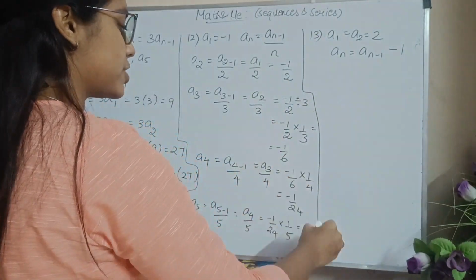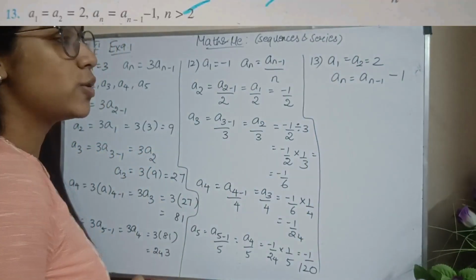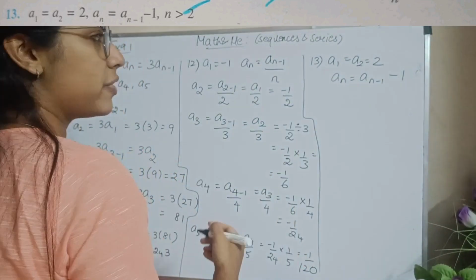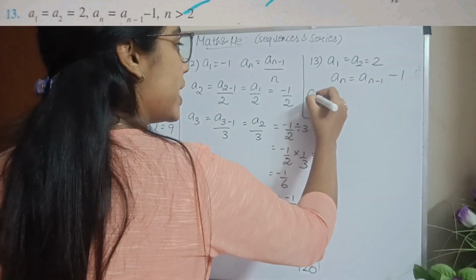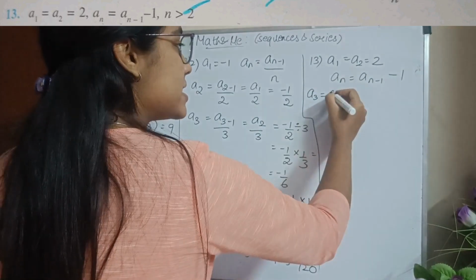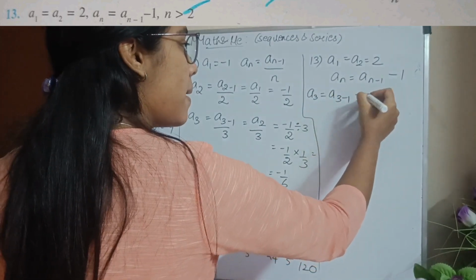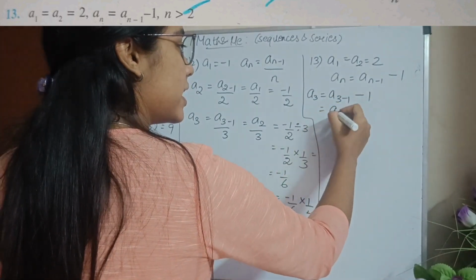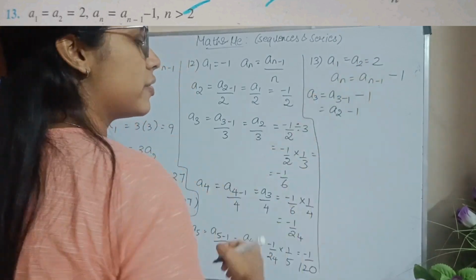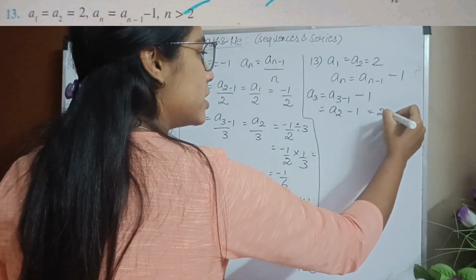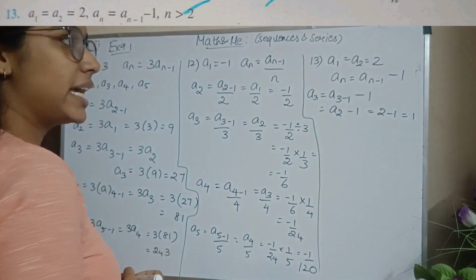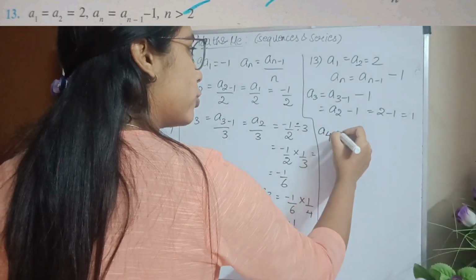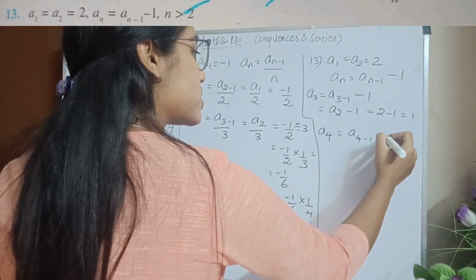Moving on to the next question. So I already have my values of a1 and a2. Now I need to find what my value of a3 is. So a3 is a_(3-1) minus 1, which is a2 minus 1. What is my value of a2? It is 2. So this will be 2 minus 1, which is 1. So a3 is 1.